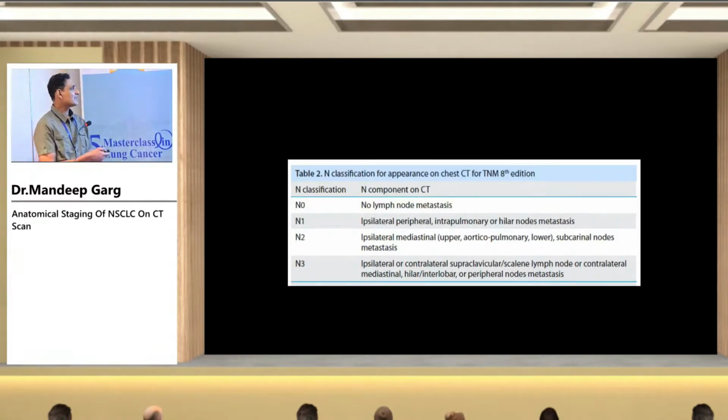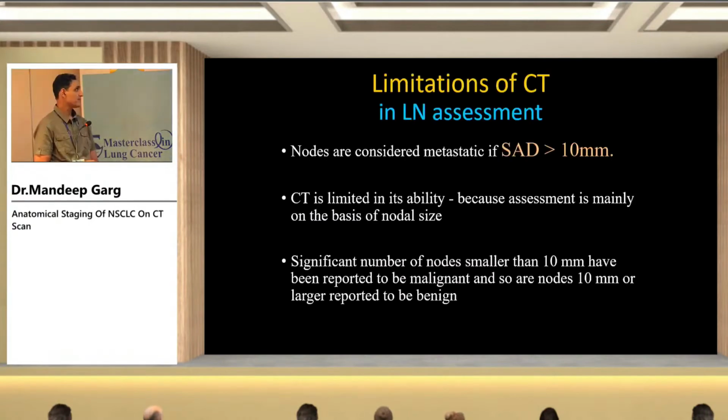So this is the class. There's a table showing that N0 stage means there's no lymph node metastasis. N1 when there's ipsilateral, peripheral, intrapulmonary or hilar nodes. N2 when there is ipsilateral, mediastinal, subcarinal nodes. And N3 when there is ipsilateral, contralateral, supraclavicular or scalene lymph nodes, or contralateral, mediastinal, hilar or peripheral lymph nodes.